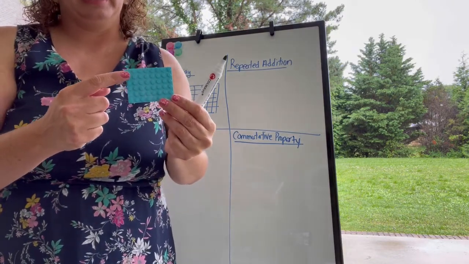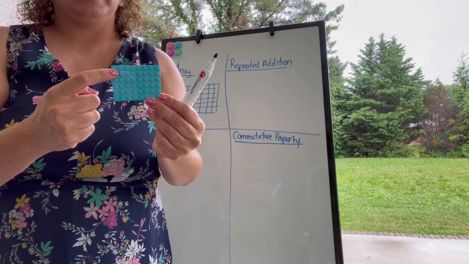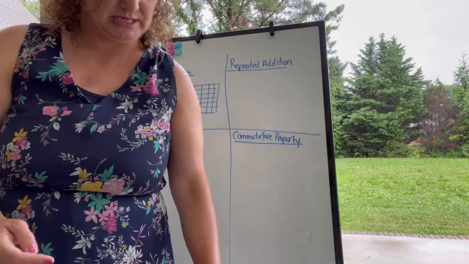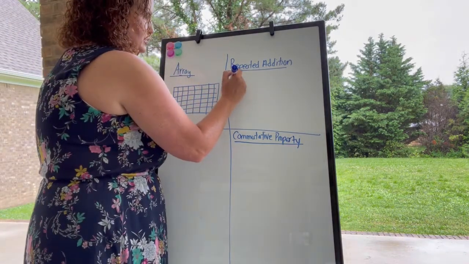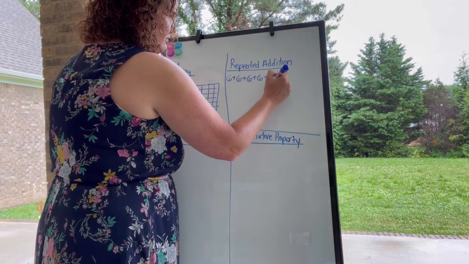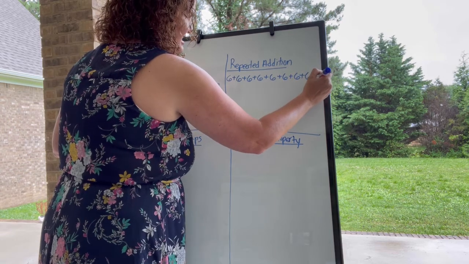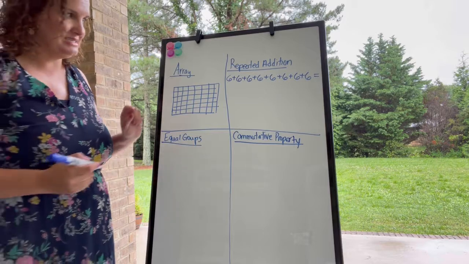I could add 6 plus 6 plus 6 plus 6 plus 6. I can add that 6 8 times. So 1, 2, 3, 4, 5, 6, 7, 8. Or I could add my 8 6 times.